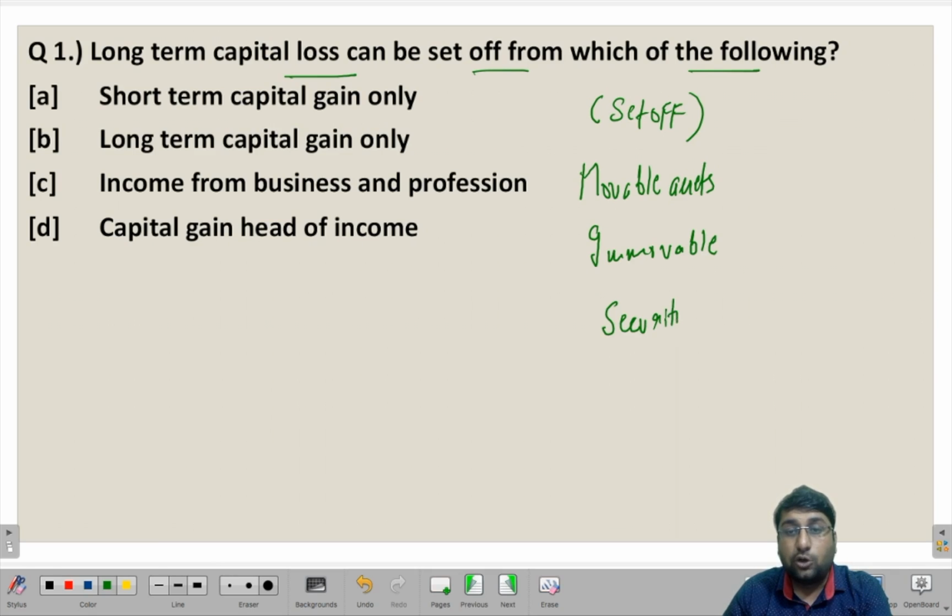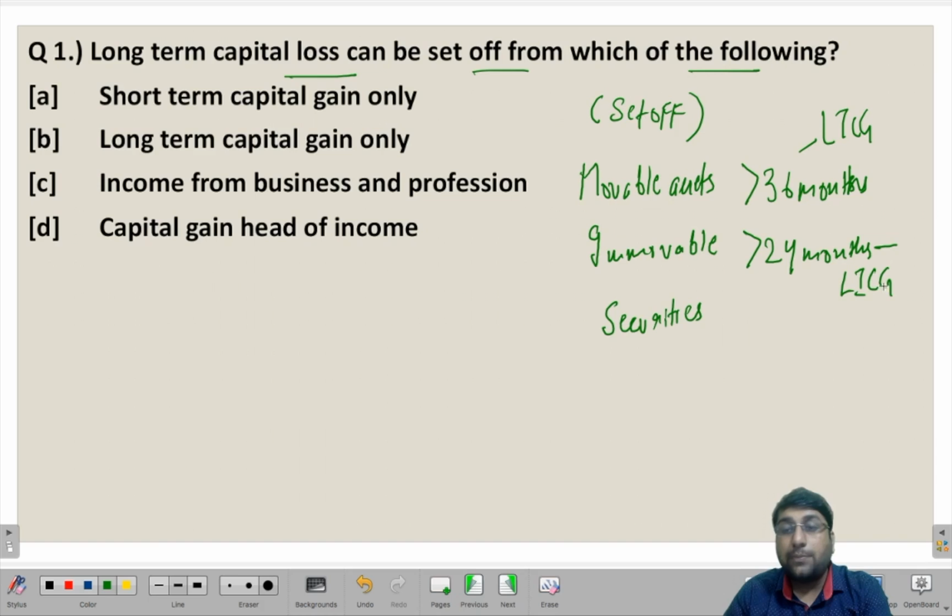Just to recall once again, if the time period in case of movable assets is more than 36 months, then it's a long-term capital asset or long-term capital gain, else it's a short-term capital gain. In case of immovable properties, if the time duration held before selling is more than 24 months, then it is known as long-term capital gain, else short-term capital gain. In case of securities, equity as well as other securities, when the time period is more than 12 months, it will be known as long-term capital gain, and when sold in less than 12 months, it will be known as short-term capital gain.